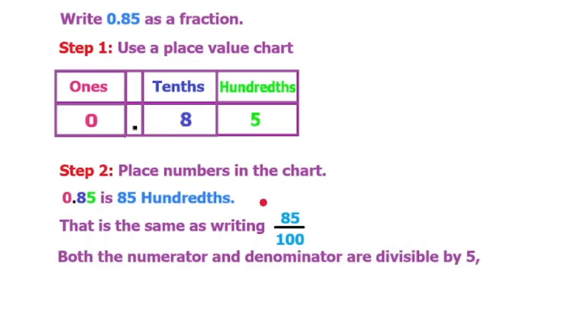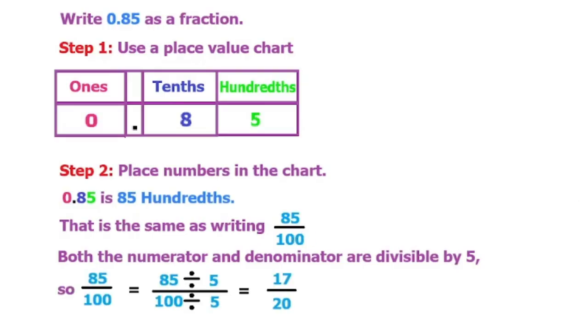But notice that both the numerator and denominator can be divided by 5, right? 85 can be divided by 5, and 100 can be divided by 5. So 85 over 100 is the same as 85 divided by 5 and 100 divided by 5. So we're just dividing the numerator and the denominator by 5.